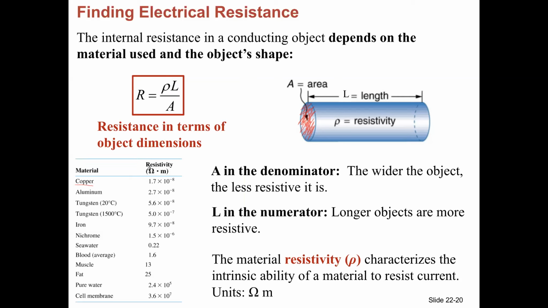So copper here has a really low value of this resistivity number. That's because it's a really good conductor. Generally, metals have really low resistivity, copper being the lowest. As you get up into things that still conduct, but they're not the greatest conductors, you'll see the resistivity number increases. So water with salt in it is conductive, but not as conductive as copper.